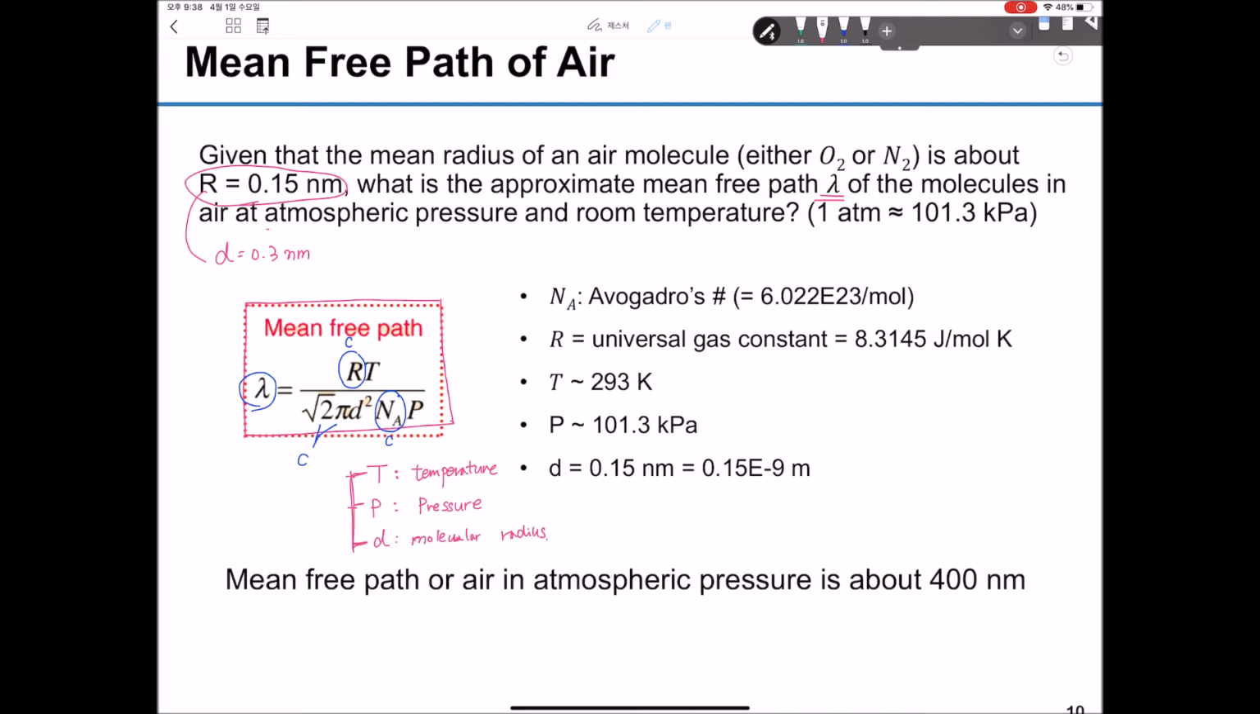So atmospheric pressure, which is 101.3 kilopascal or 1 bar or 760 torr, right? And room temperature is about 300 Kelvin or 293 Kelvin, whatever. Okay, so if you do all these calculations, what you finally get is that the mean free path of air in ambient condition is about 400 nanometer, right? So this is very short. So every air molecule is colliding every 400 nanometers.